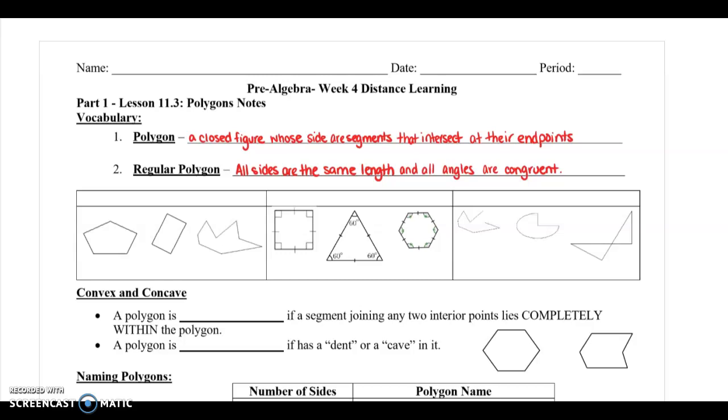We're working on week 4 for pre-algebra. We are going to talk about polygons and different types of polygons, or things that maybe aren't polygons. We are going to name different types of polygons all the way up to 10. And then we are going to focus on four-sided polygons, so quadrilaterals. But let's start with polygons.